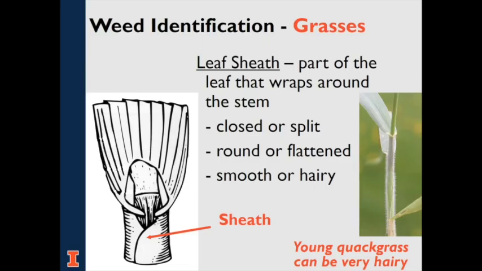The leaf sheath wraps around the stem. It may be closed or split, round, like many of our grasses, or flattened, like barnyard grass, for example. And finally, smooth or hairy. Large crabgrass has a hairy sheath, and quackgrass can be very hairy when young. For the purposes of preparing for this test, it's not important to memorize what species has what characteristics. However, it is important to know there are differences and what to look for.